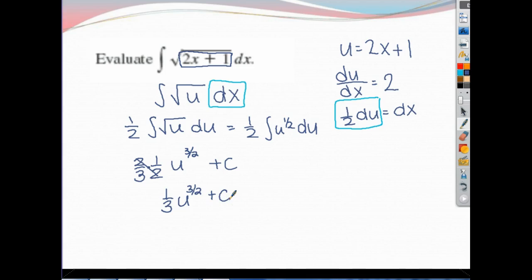Was my original problem given to me in terms of u? No. So the substitution rule says I have to replace that u back at the end. So we're going to go back and say, all right, this is the same as 1/3 (2x plus 1) to the 3/2 power plus c.